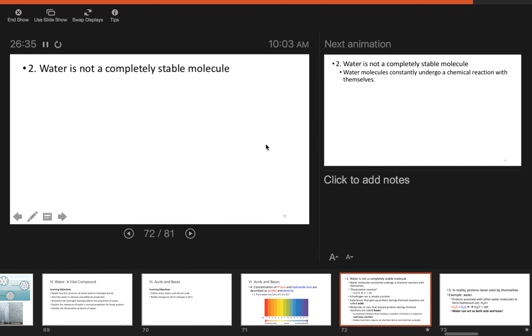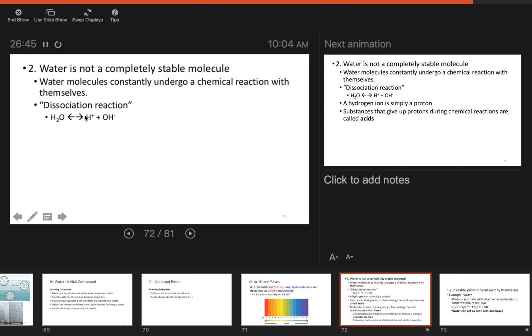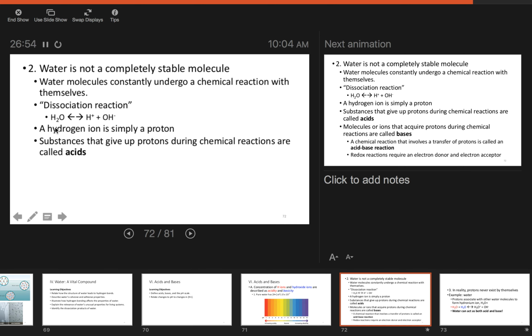Now remember I said water is not completely stable. I mean it is, but it's not. It can dissociate. It can undergo chemical reactions by itself. So this is the dissociation part, where water can spontaneously break down into a hydrogen ion and a hydroxide ion and vice versa. So this is a reversible action. It can go this way and it can also go backwards to form water.